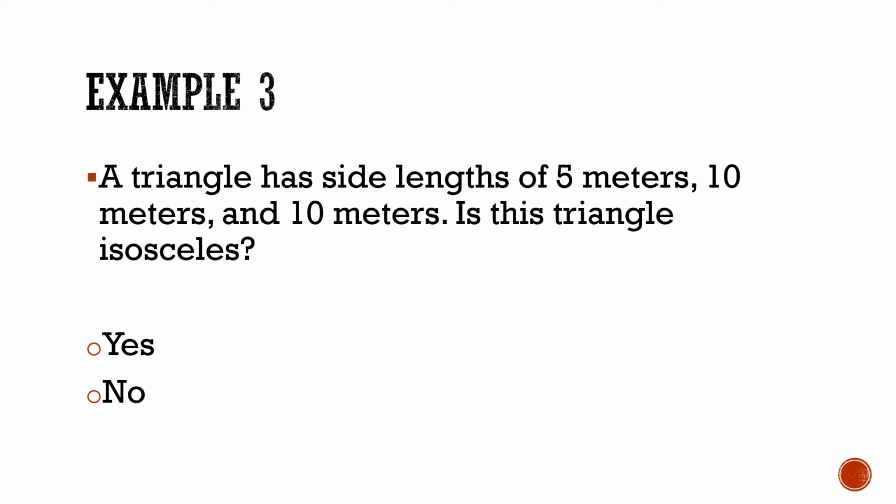A triangle has side lengths of 5, 10, and 10. Is this triangle isosceles? It does have two sides that are the same, so yes, it would be an isosceles. Since those two sides are the same, it would also have two angles that have the same measure.